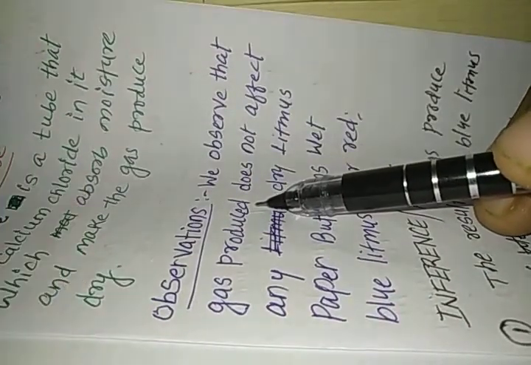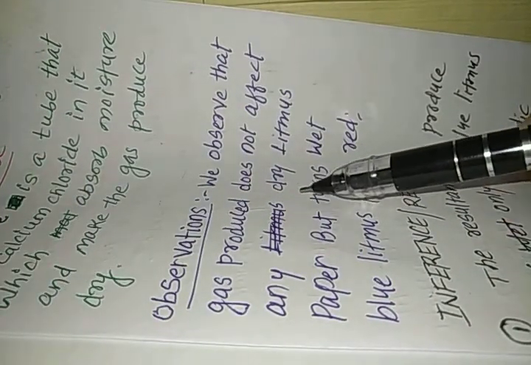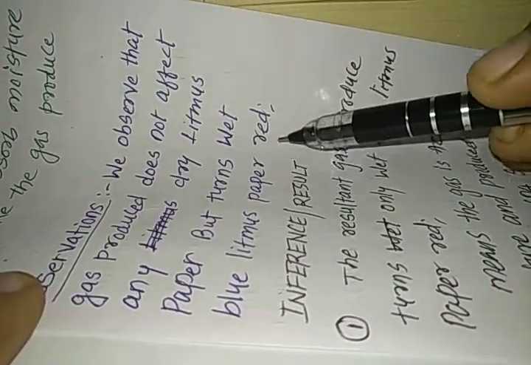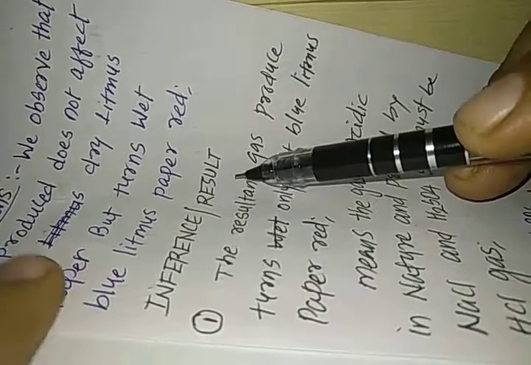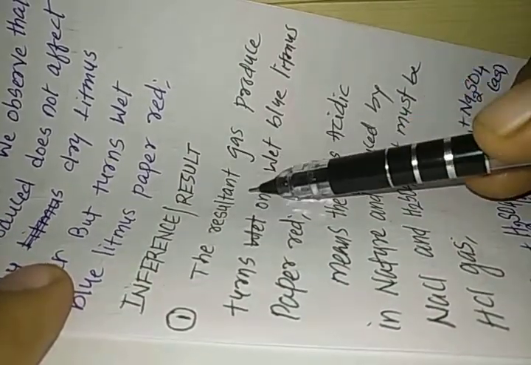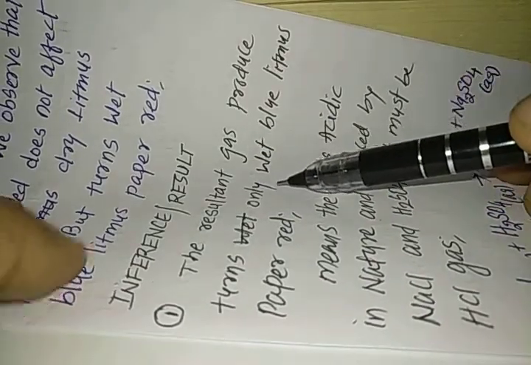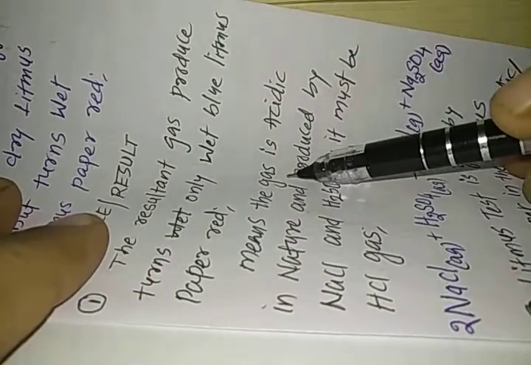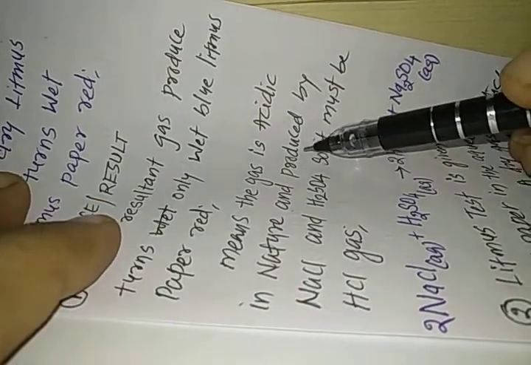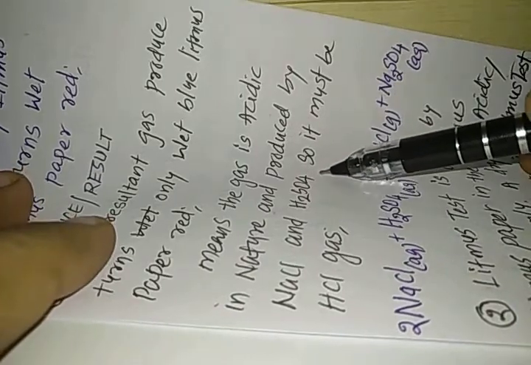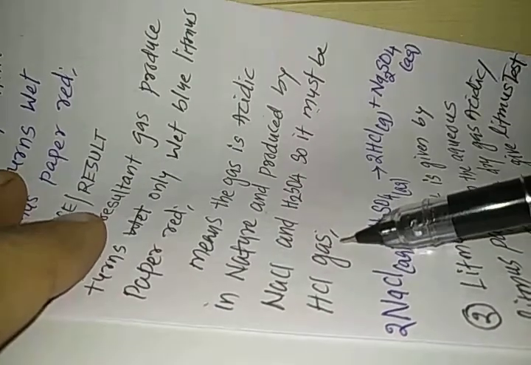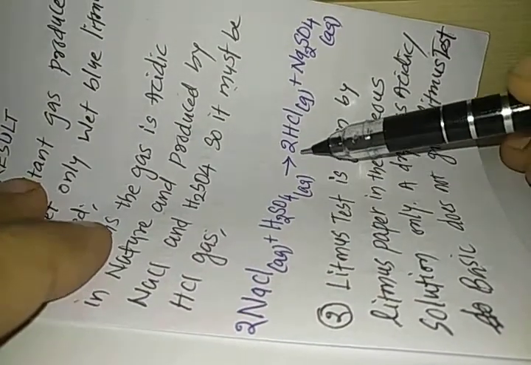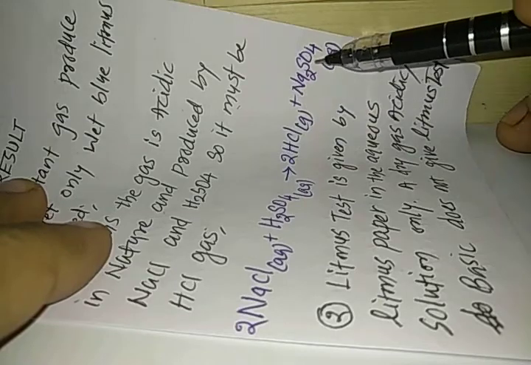We observe that the gas produced does not affect dry litmus paper but turns the wet blue litmus paper red. What do we understand from this observation? We understand that the resultant gas turns only wet blue litmus paper red, which means that the gas is acidic in nature. Produced by NaCl and H2SO4, it must be hydrochloric acid gas. 2NaCl reacts with H2SO4 and produces 2HCl and Na2SO4.